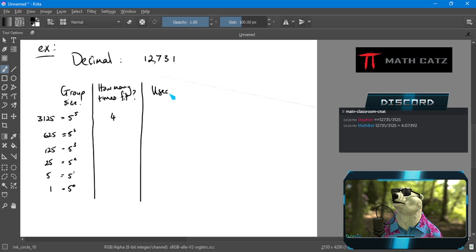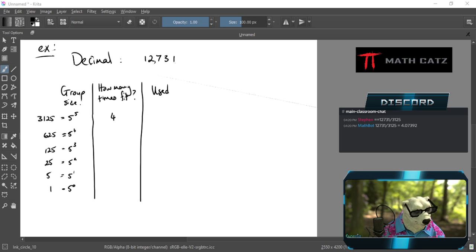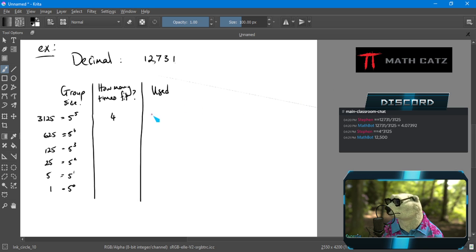Then I want to see, okay, how much of my original quantity have I used? So 4 times 3125. And we see I've used 12,500. Ooh, I used a lot. And how much do I have left? Not a lot. That's simple enough to do, 231.